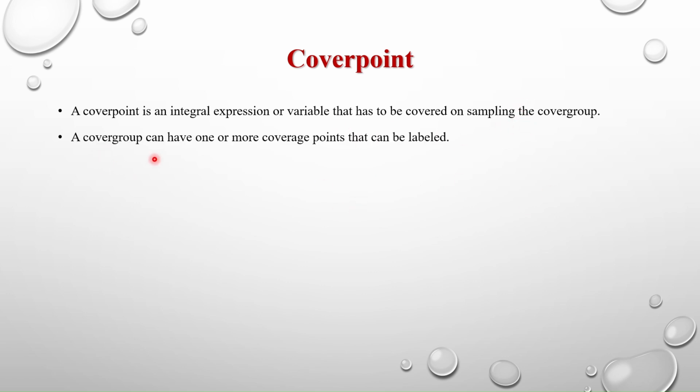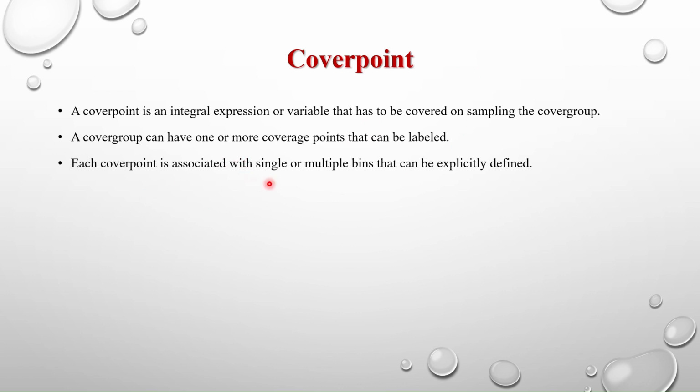A covergroup can have one or more coverage points that can be labeled. That means inside the covergroup we can include multiple coverpoints and give a name to each. Each coverpoint is associated with single or multiple bins that can be explicitly defined. So what are bins? Bins is a keyword used to define specific values or specific ranges of values for the coverpoint. We will see what bins are in the next slide. Remember that each coverpoint is associated with single or multiple bins.